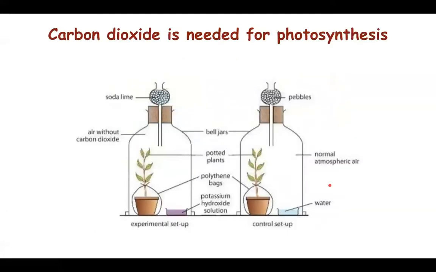The next experiment shows that carbon dioxide is needed for photosynthesis. We have two bell jars. In one of the bell jars, we have a thistle funnel having soda lime, and a pot which is covered with polythene and an intact destarched plant. We have potassium hydroxide solution in a small container placed inside.